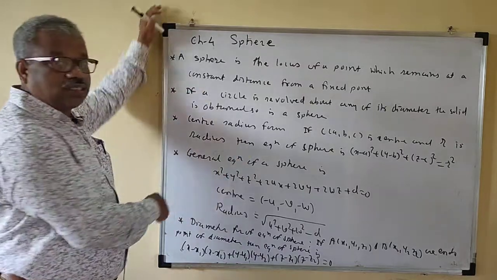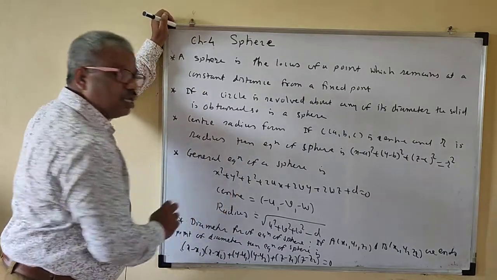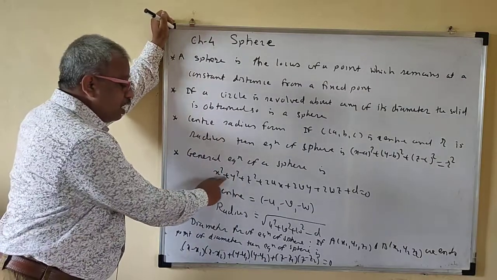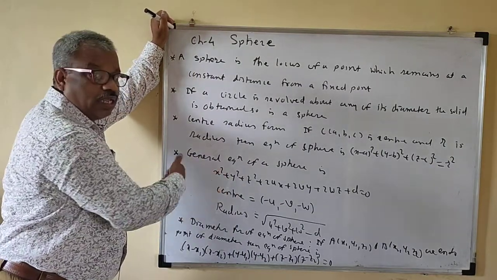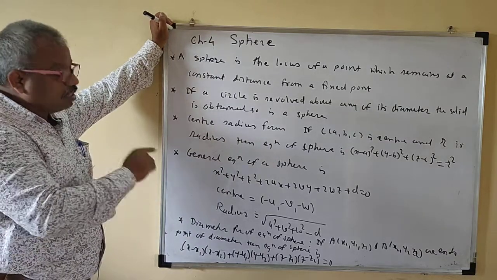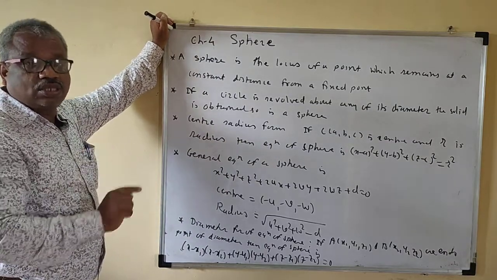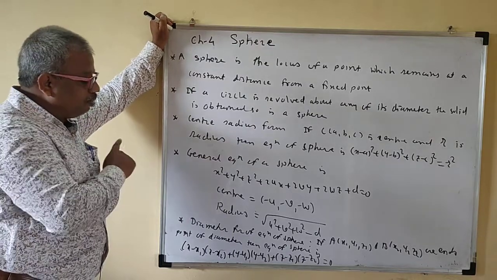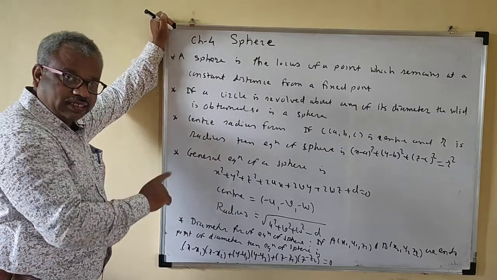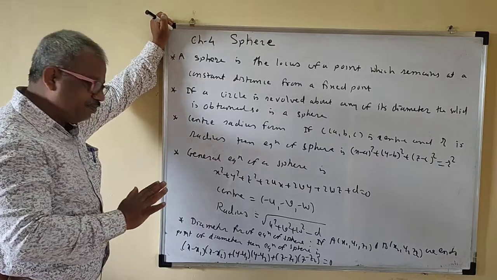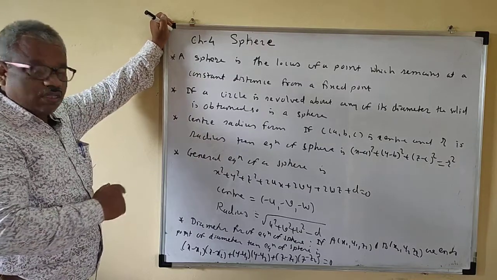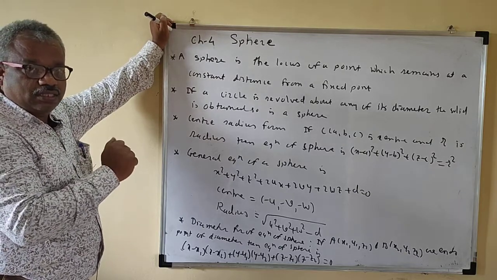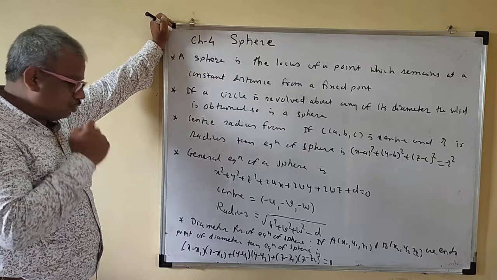Now see, the coefficients of x square, y square, z square are the same, and there is no product term. That means the product terms x into y, x into z, y into z are also absent. This is a second degree equation in x, y, z such that the coefficients of x square, y square, z square are the same and the product terms xy, xz, yz are absent. So this is the equation of the sphere.